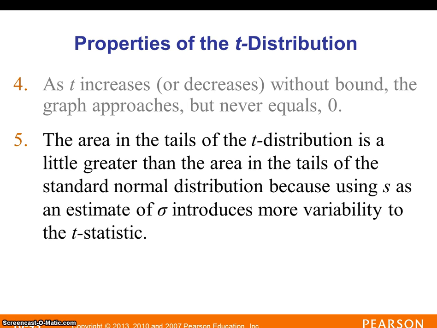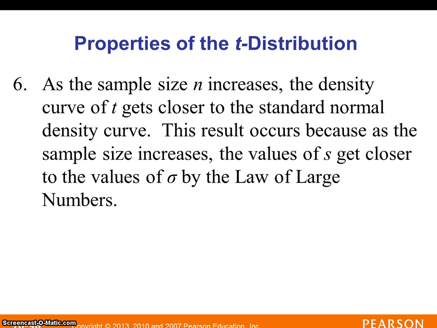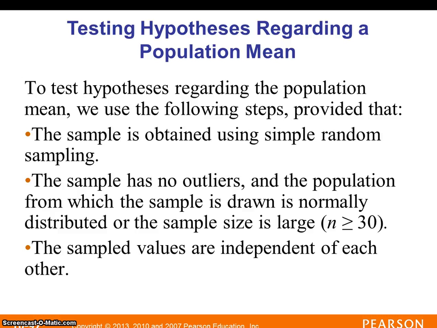The area in the tails of the t distribution is a little greater than the area in the tails of the standard normal distribution, because using s as an estimate of sigma introduces more variability into the t distribution. Basically everything that we covered in section 9.2. As the sample size n increases, the t distribution gets closer and closer to the standard normal distribution by the law of large numbers.